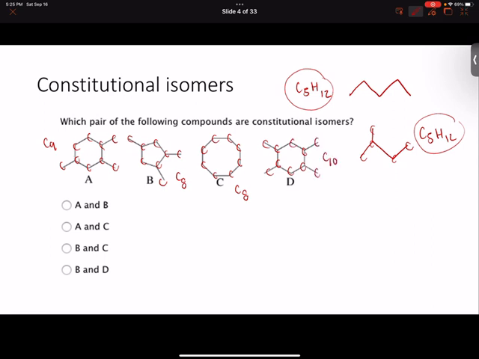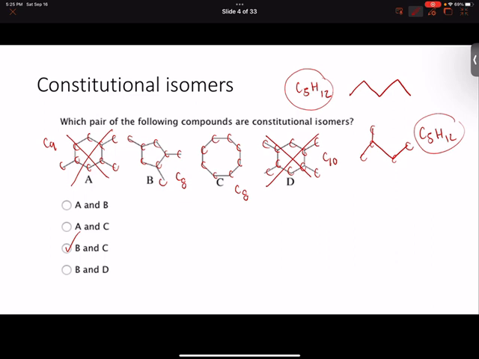So we can say that A and D are going to be eliminated, because A has 9 carbons and D has 10 carbons. B and C have the same number of carbons, so B and C are going to be constitutional isomers, because they're arranged differently but have the same molecular formula.